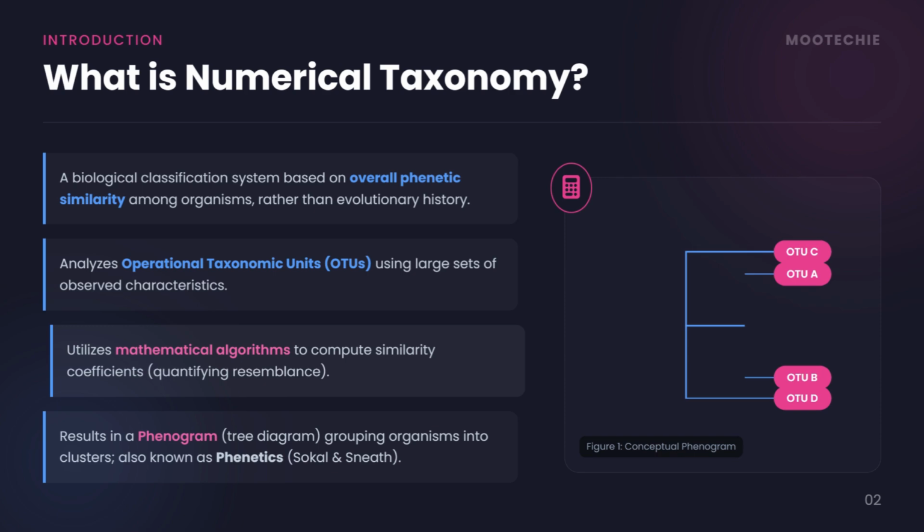The final result is a phenogram, which is a tree diagram that groups organisms into clusters. This approach is also known as Phenetics, pioneered by Sokal and Sneath. Figure 1 shows the conceptual phenogram. We see clusters like OTU-A and OTU-B grouped together, and OTU-C and OTU-D forming another cluster, visually representing their calculated similarity. Now that we know what it is, let's explore how it's done.